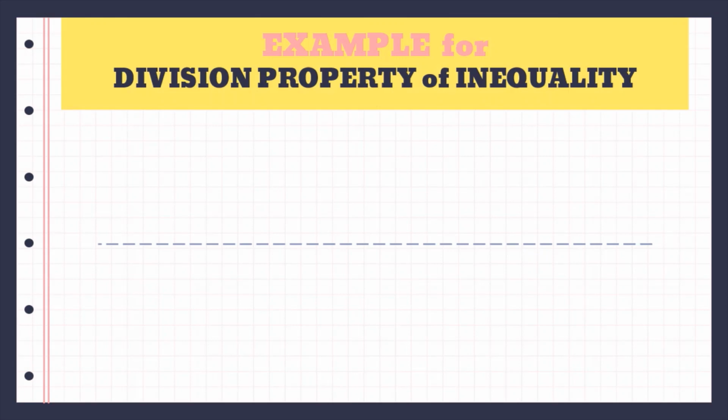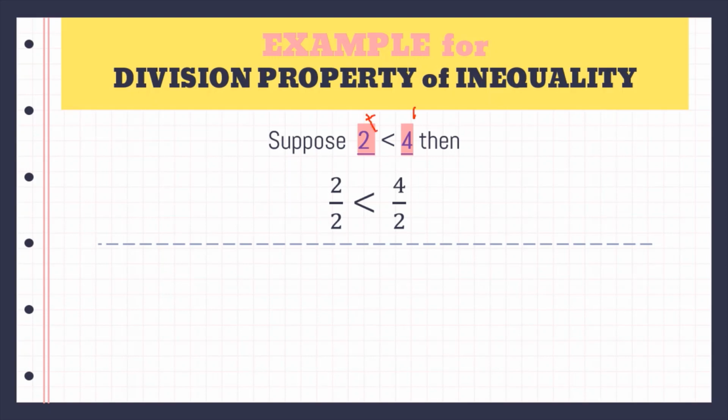Okay? Next, sample. Supposed to be we have 2 less than 4. Then, 2 divided by 2, kasi ang value ni x is 2, and then ang value ni y is 4, and then ang value ni z is 2 din. So, 2 divided by 2 is less than 4 divided by 2.